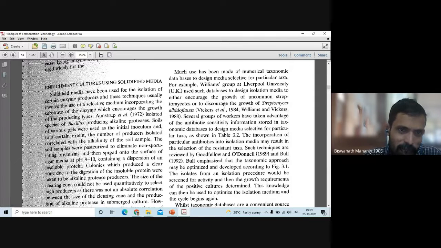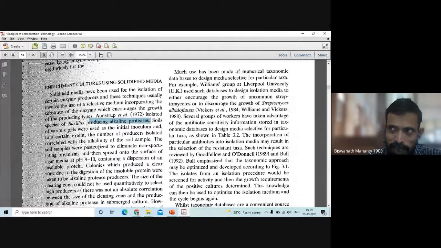so that, for example, here the soil sample was pasteurized to eliminate the non-sporulating organisms, then spread onto the surface of agar medium at pH 9 to 10 containing a dispersion of insoluble protein. You see, that means I am looking for some protease. If I am looking for an enzyme for protease production, you see, alkaline protease. We have done this work earlier. Alkaline protease will be produced at alkaline pH, and the protease's job is to break down protein into small peptides. These peptides will be food for the microorganism.